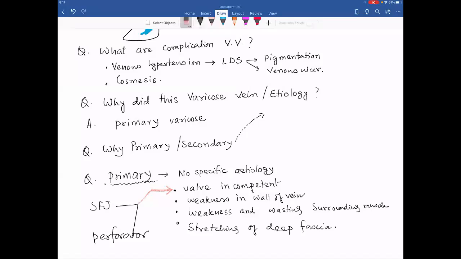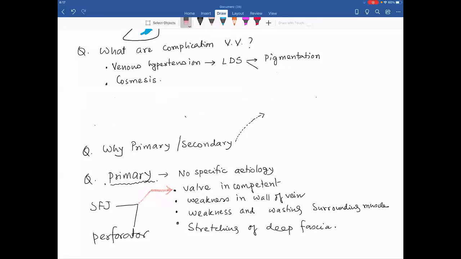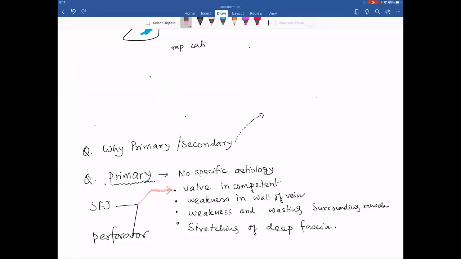What is a secondary varicose vein? The answer for this is secondary varicose veins form due to number 1, internal block. Best example of internal block is a deep vein thrombosis. At least this is something that all have to say.